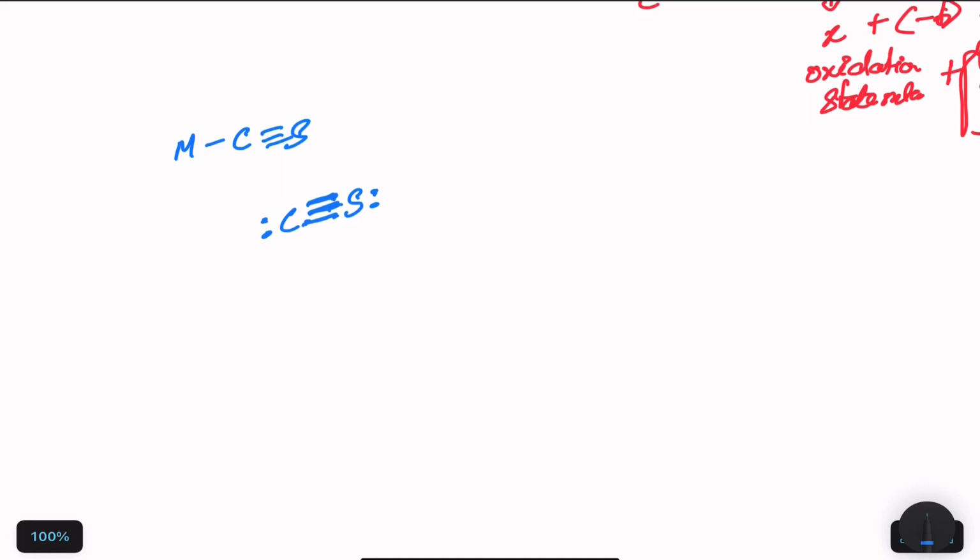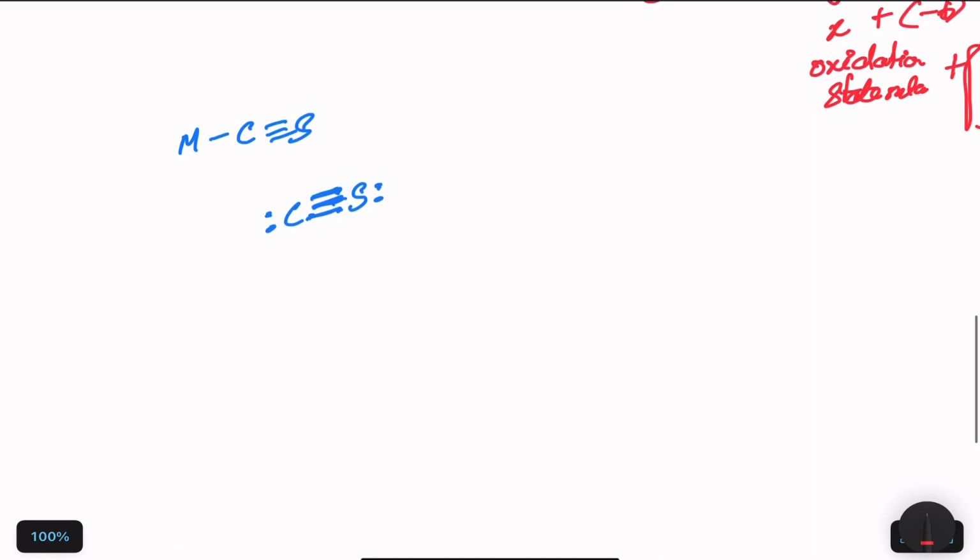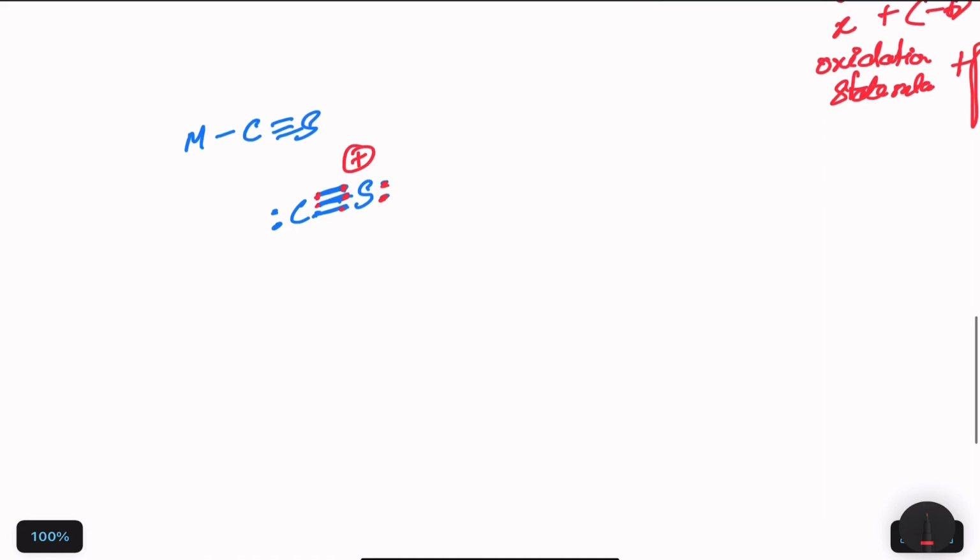Okay, so now just count and see which has loss of electron, which has gain of electron. So sulfur, the outermost electrons, it should have 6. 1, 2, 3, 4, 5, but it is short of 1 electron, so it is plus. See, carbon, it should have 4. 1, 2, 3, 4, but it has 5 electrons, so it is negative. So this is the same as the carbonyl group. Then these 2 electrons only will bind to our metal. That's why the contribution is 2.